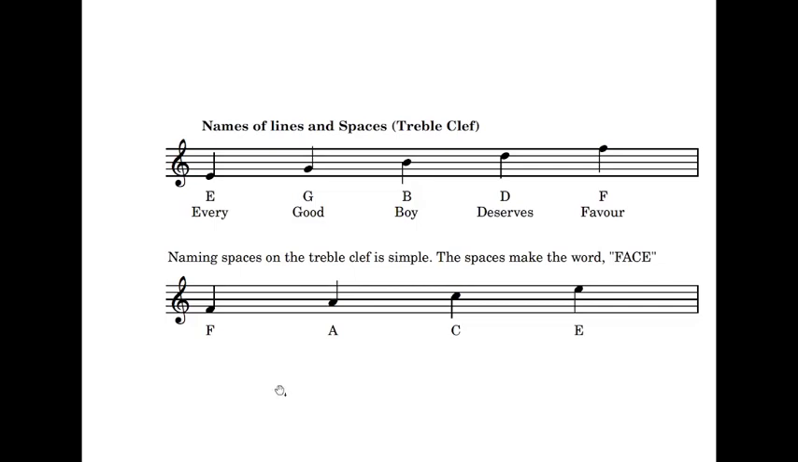Then the formula for naming spaces on treble clef, you just write the word face starting from down. Face, you see, this is F, the second space is A, the third space is C, the fourth space is E, and these make the word face. Here, every good boy deserves favor. Then this one, face. That is how we name the lines and spaces on treble clef.